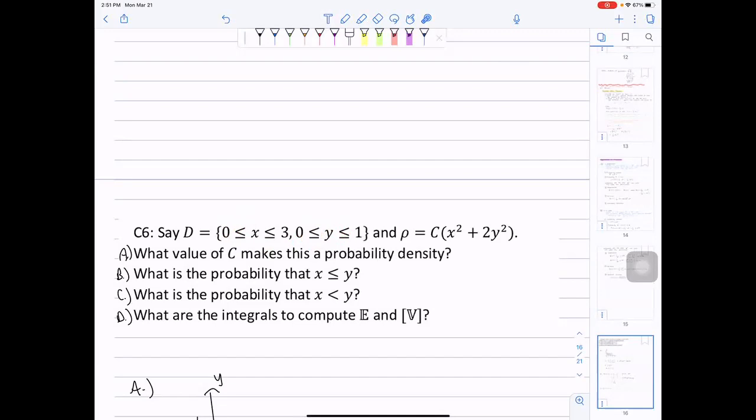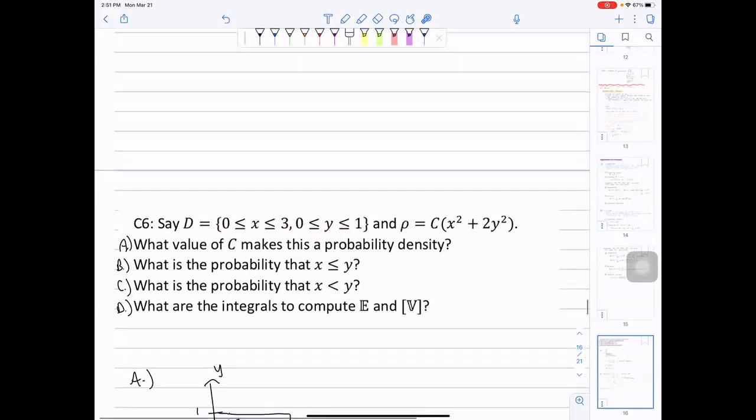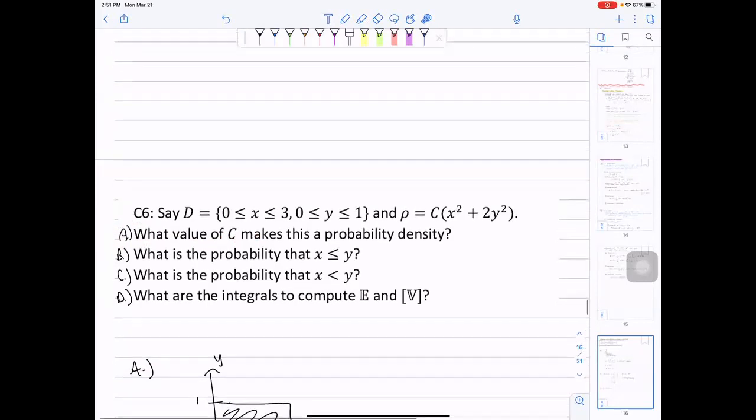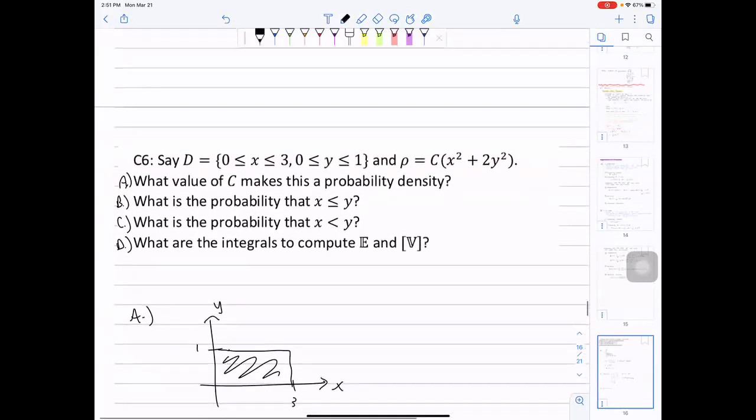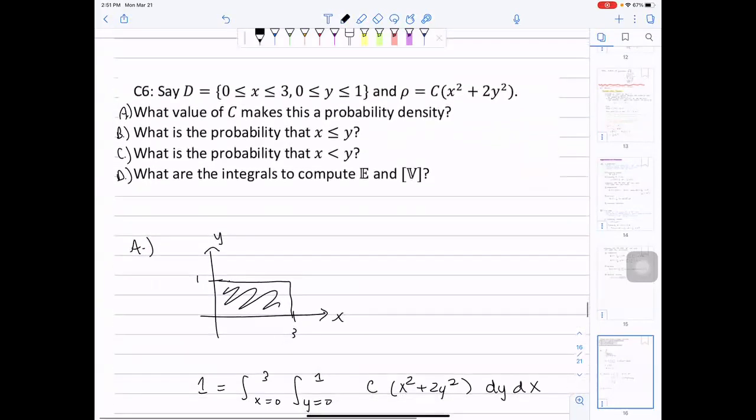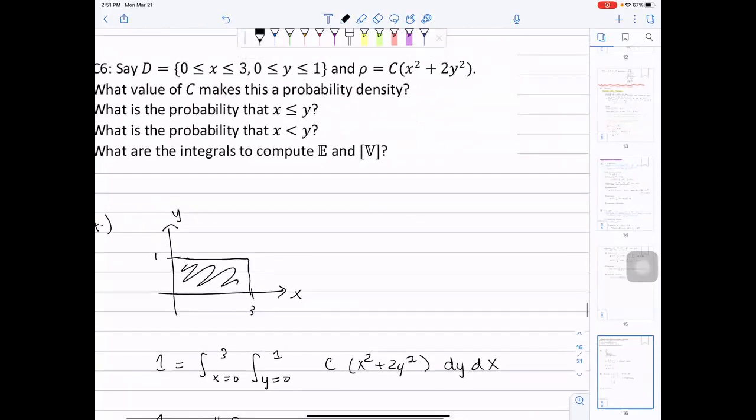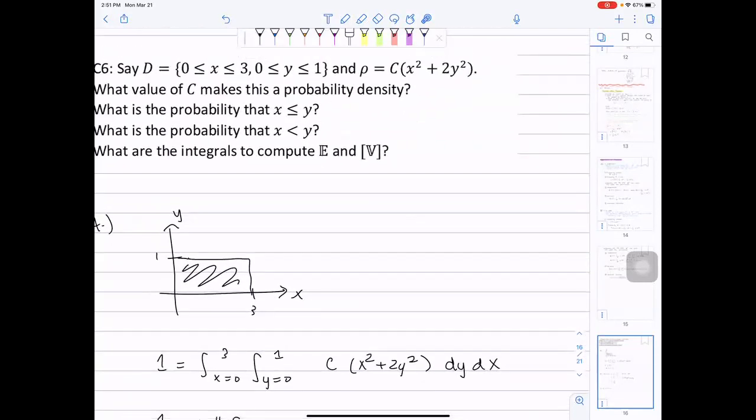So our region is this rectangle. And our density is... Does anyone have suggestions for what I should do for part A? How do I find C? Yes. You could integrate that and then set that equal to 1. Yep, exactly. So we integrate it. And this is a 2D integration, which we learned last week.